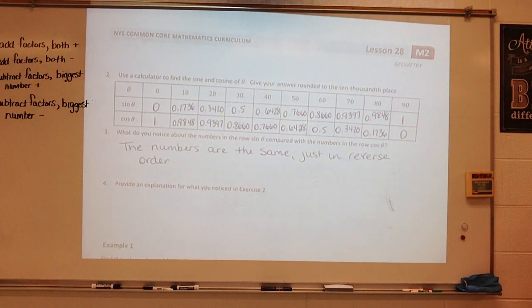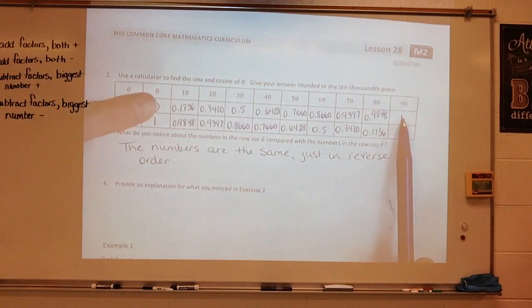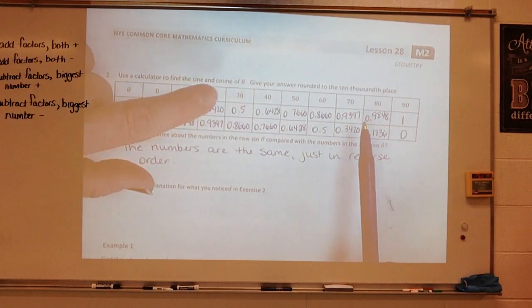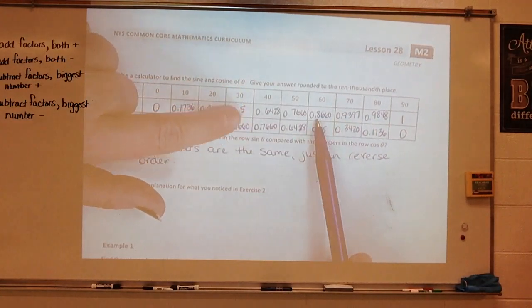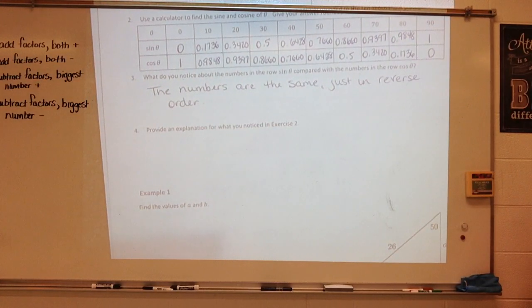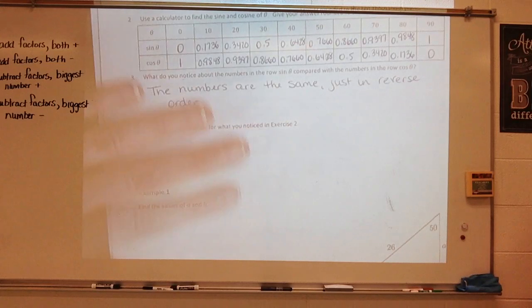Provide an explanation for what you notice in exercise 2. Well, what did we figure out? Guys, these are complements of each other. 80 and 10 are complements of each other. 20 and 70 are complements of each other. What did we say about complements? Because the angles are complements, then we know that the sine and the cosine of complementary angles are equal.